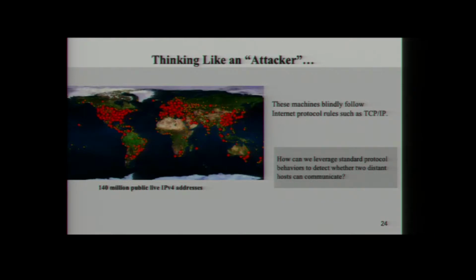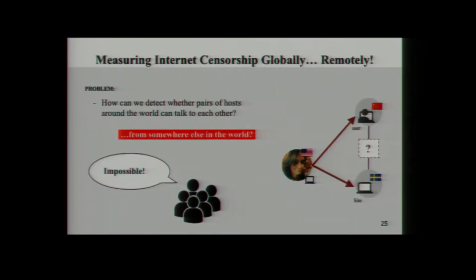Several years ago, I looked at this map. There are 140 million public IP addresses that follow some protocols. We can find them, they're live. So I started asking this question: how can I leverage standard protocols that we have to be able to detect whether two hosts can talk to each other? I don't want to hack them. I don't want to find a vulnerability and exploit that. No, I just want to find ways to leverage standards to detect that. And I want to be able to detect that remotely from the United States. How can I do that?